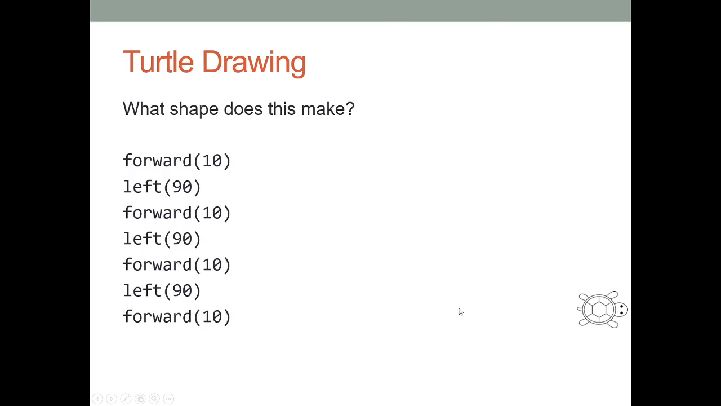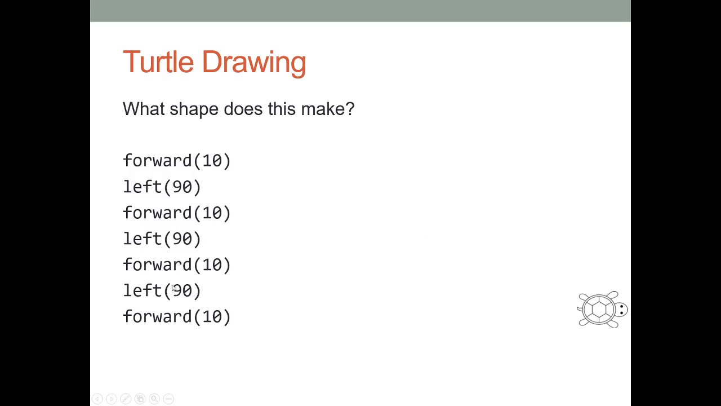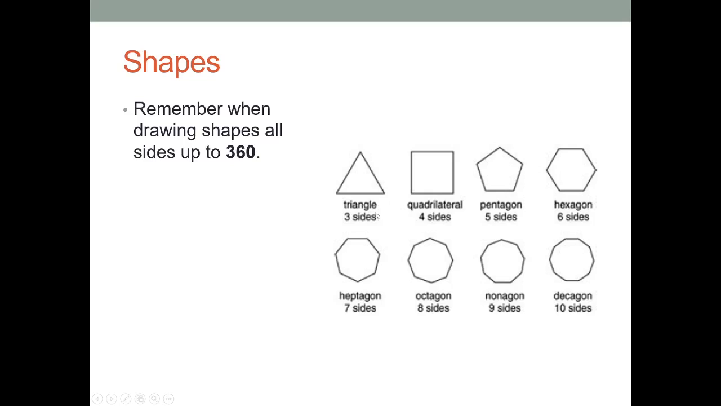We're going to be making different shapes of turtles, so remember, when you're drawing them, every side adds up to 360 degrees. By that I mean the actual angle. So a square is 90 degrees, you've got 4 of them, adds up to 360. If you've got a triangle, you'll need to use 120 degrees instead.